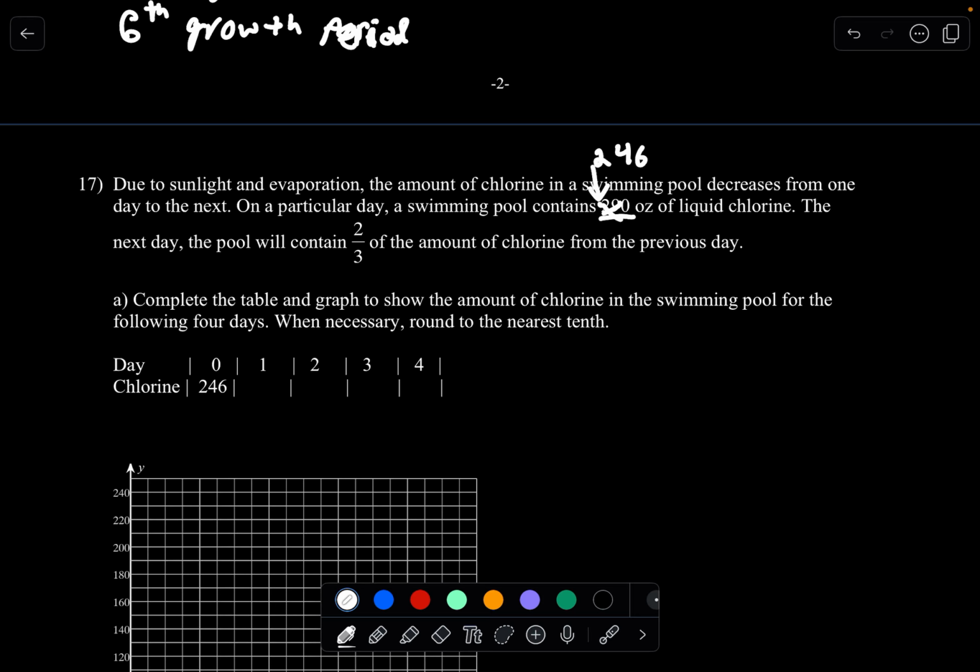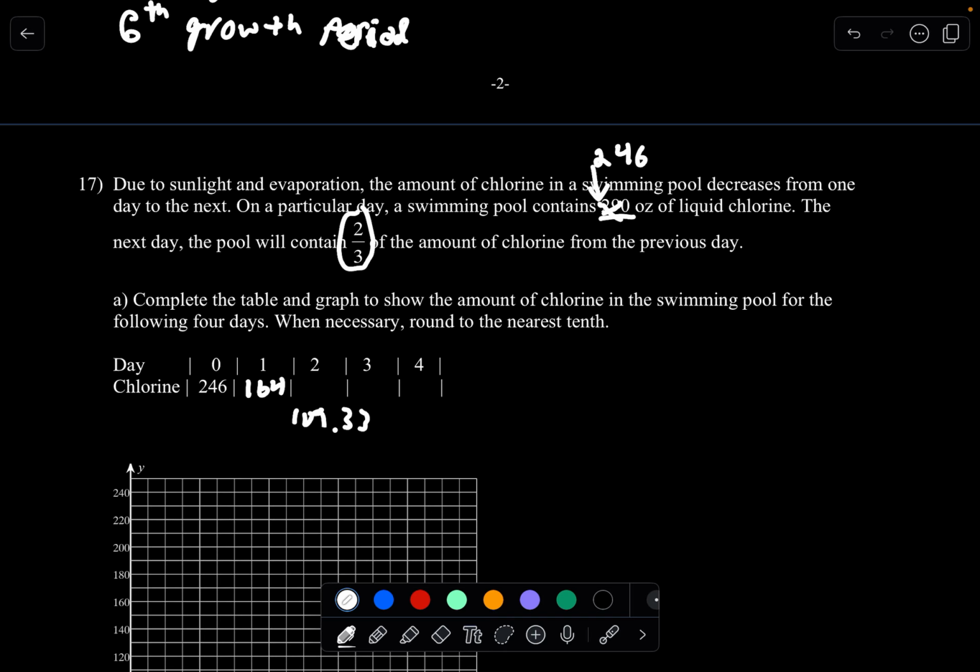Then, each time we multiply by 2/3. So take 246, and you literally need a calculator, times 2 divided by 3, or times 2/3, you should get 164. Then multiply that by 2/3 again. And now we're getting into decimals. So that's 109.33, repeating. It's a fraction.